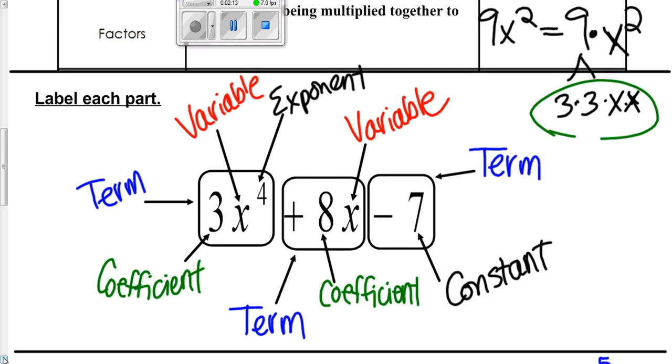If you see this part, make sure you write this down. Each one of these is a term. As you can see, the blue variables are in the red, the x and the x exponents. And the black right here, labeled the 4, is the exponent. The constant is the -7.